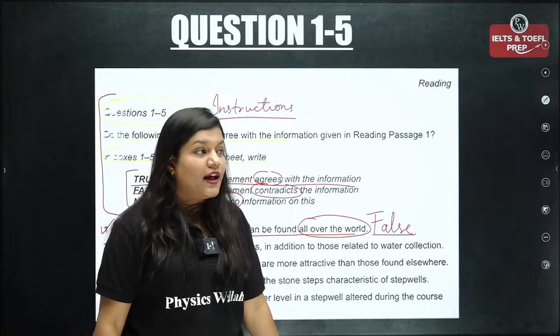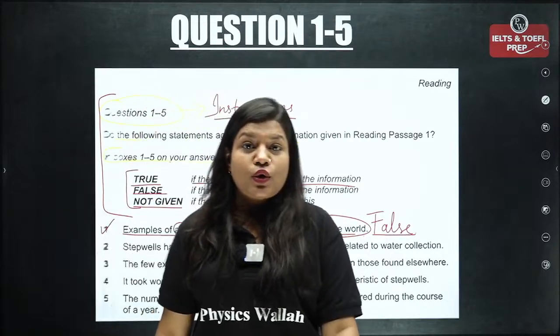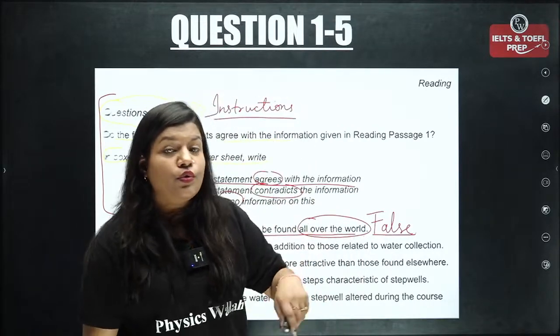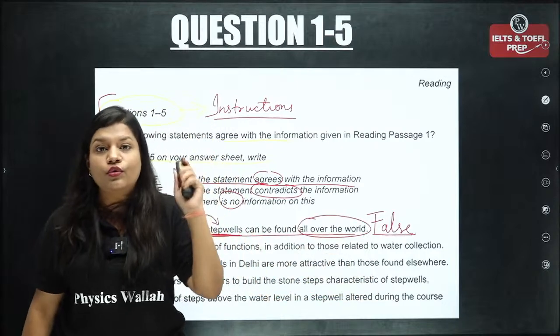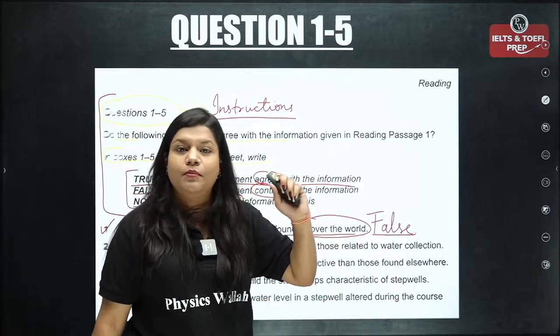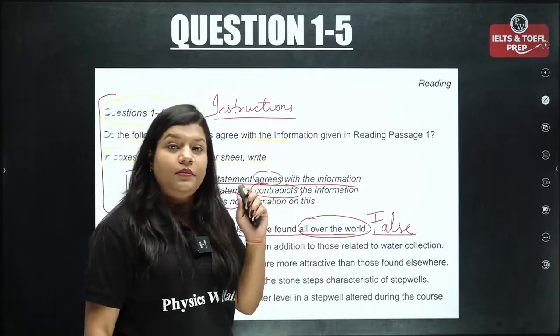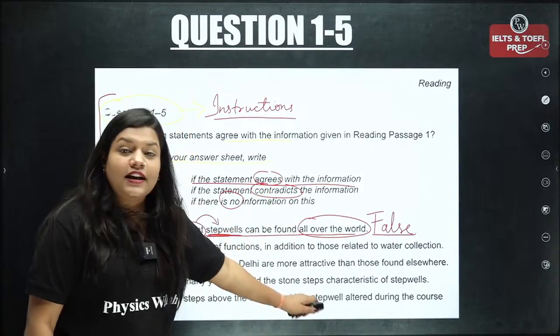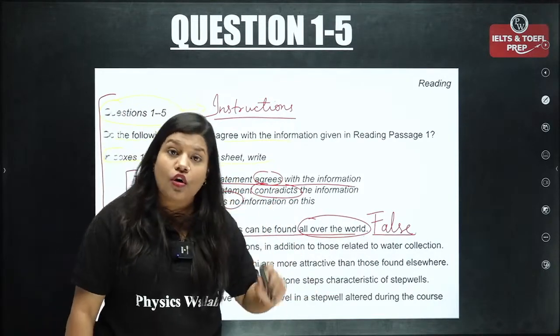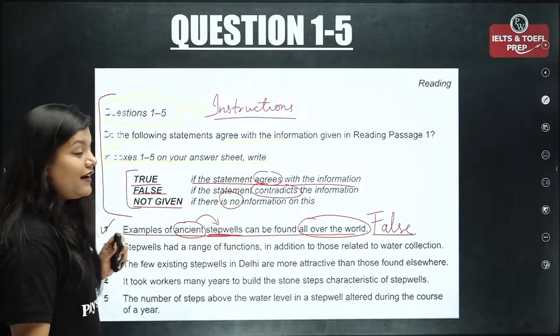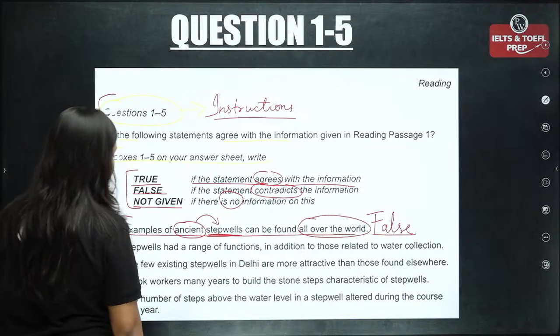And make one thing for sure, that if the question is asking you to write true, false, not given, then write true, false, not given, and don't end up writing yes, no, not given. I'm telling you, even if your answers are correct, they are going to mark it as wrong. So be very sure of it while writing. Okay? Now let's move to the next one.